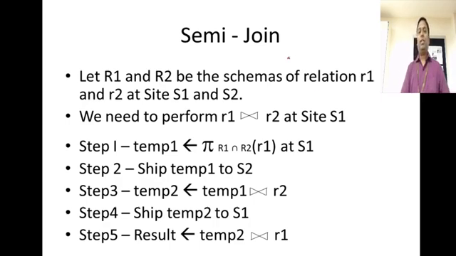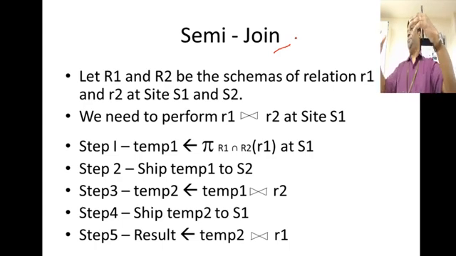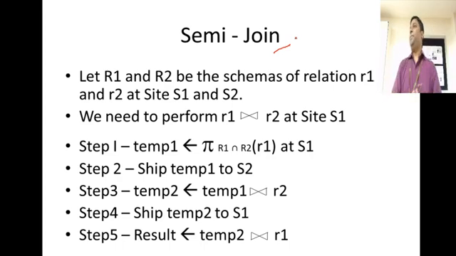We'll talk about another join strategy, the semi-join strategy. Here what they are saying is, when you're talking about joining two tables, it's not that always all the records here will join with all the records here. So why should we even ship an entire table to that side? So they propose a different strategy.